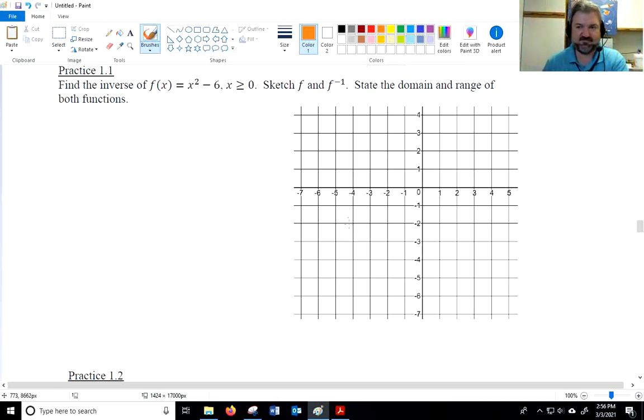Okay, don't worry if you got stuck on this one. It's a little challenging. I threw this -6 in here. So let's give it a try. We're going to find the inverse for this specific domain.